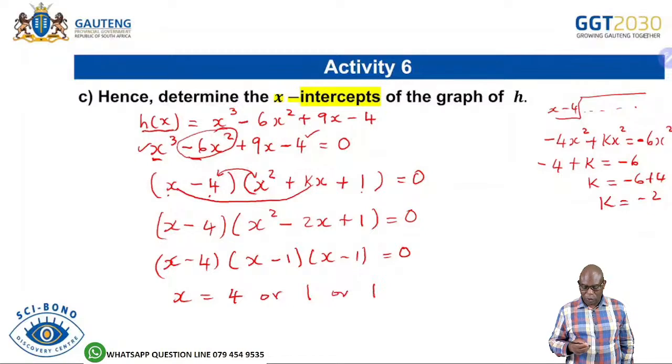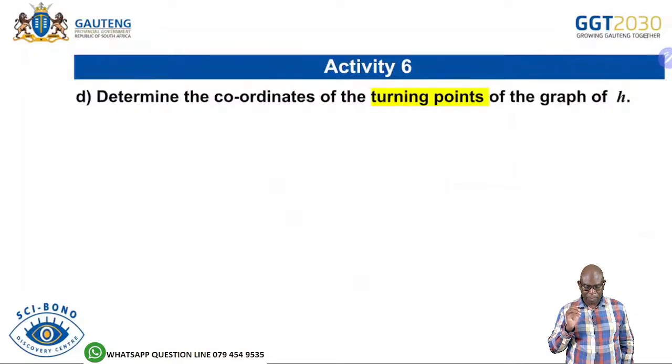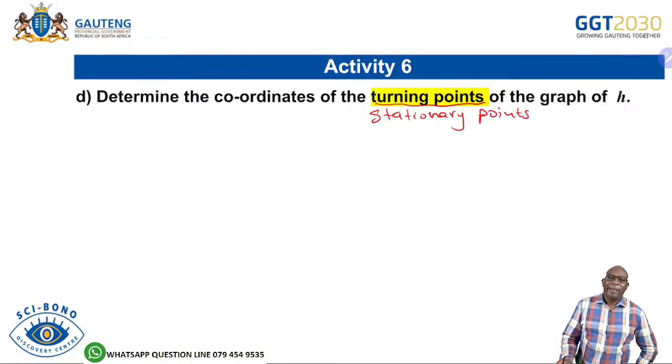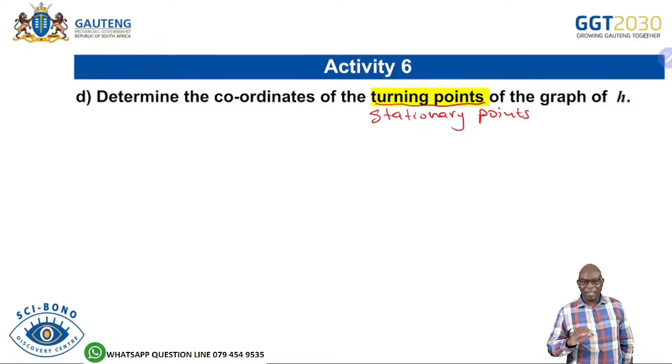Okay, let's look at the next one. The next one says we need to get the coordinates of the turning point. Remember this turning point here, the other word they will use is the stationary point. The stationary points make sense because that's where the gradient is 0, it's stationary, it's 0 there. Now determine the coordinates of the stationary points of the graph of h.